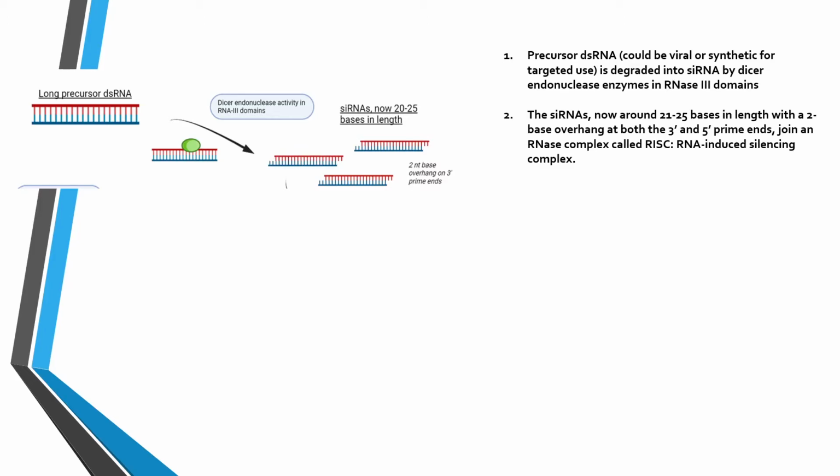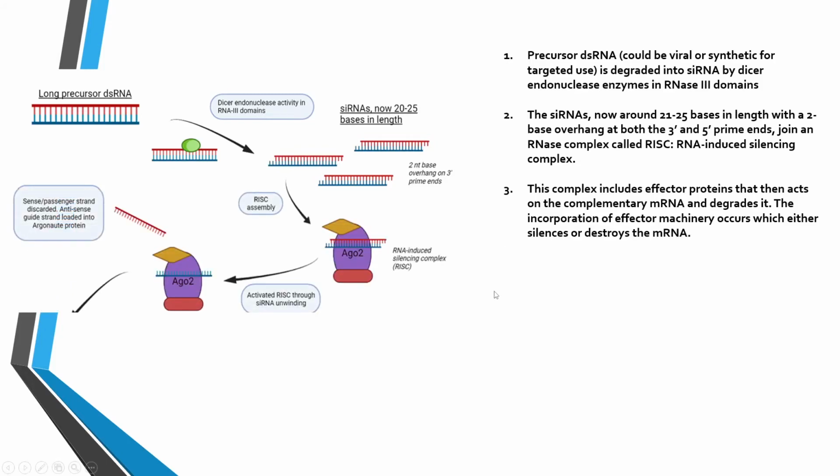And these join an RNA complex called the RISC complex, the RNA-induced silencing complex. This complex includes effector proteins that then act on the complementary RNA and degrade it. The incorporation of effector machinery occurs, which either silences or destroys the mRNA. There are many different types of proteins involved, however they are always a member of the Argonaute protein superfamily.